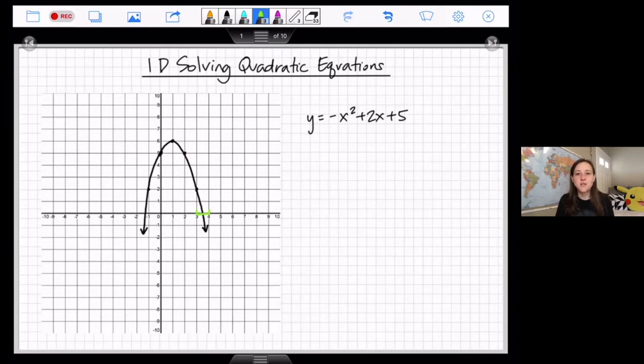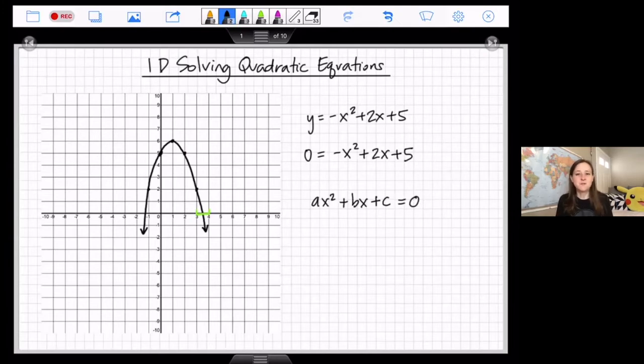We find x-intercepts by letting y equal 0. So I would say 0 equals negative x squared plus 2x plus 5. And that's a quadratic equation. A quadratic equation is just one that's got an x squared term in it, nothing higher. We usually write this as ax squared plus bx plus c equals 0. It has to be equal to something to be an equation that we want to solve, and we're trying to solve that for x.